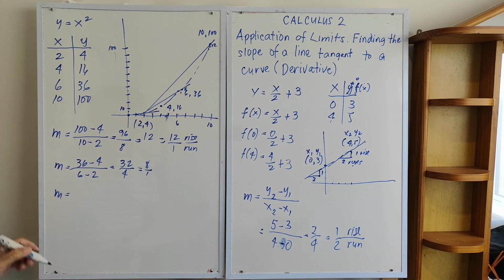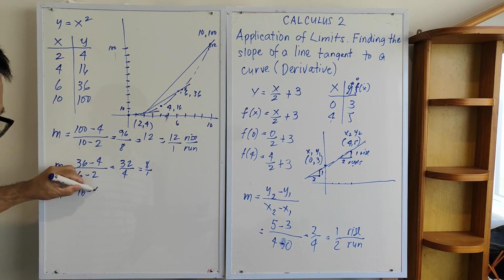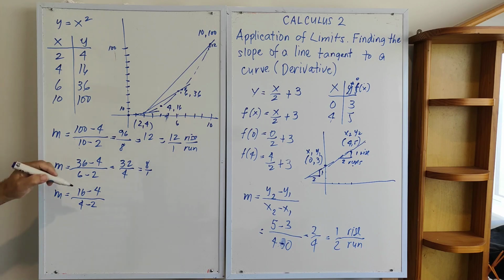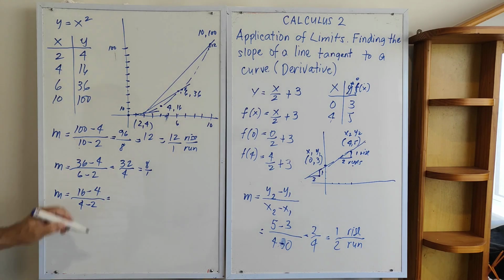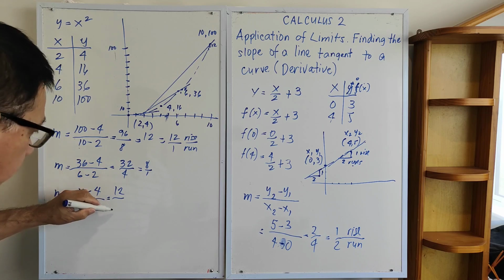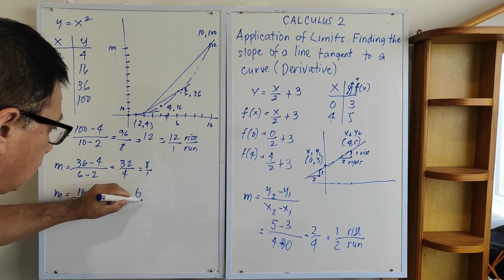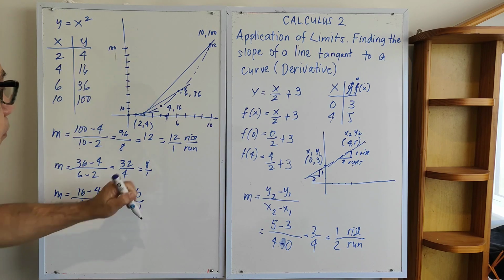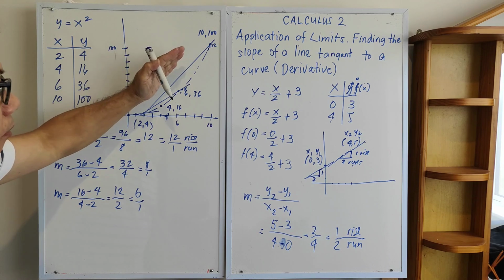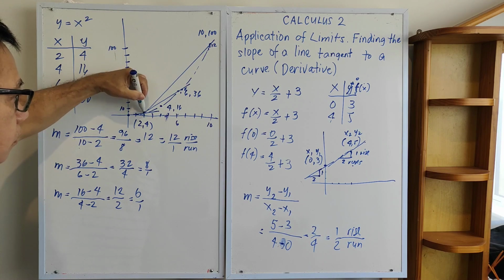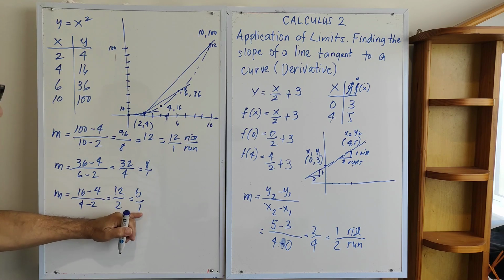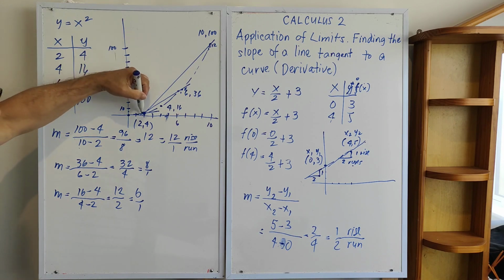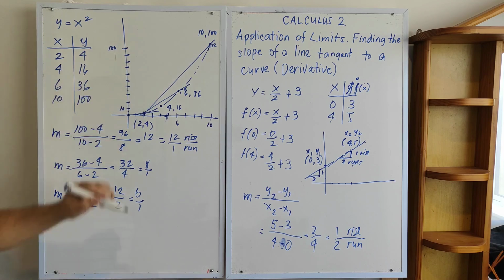Now let's get the slope from 4, 16 to 2, 4. What is the slope of 4, 16? So that will be 16 minus 4. Please bear with me, I just want to show you the trend. So 12 over 2, 6, or 6 over 1. From here to here, the slope is getting closer and closer to the point that we want. So now it's 6.